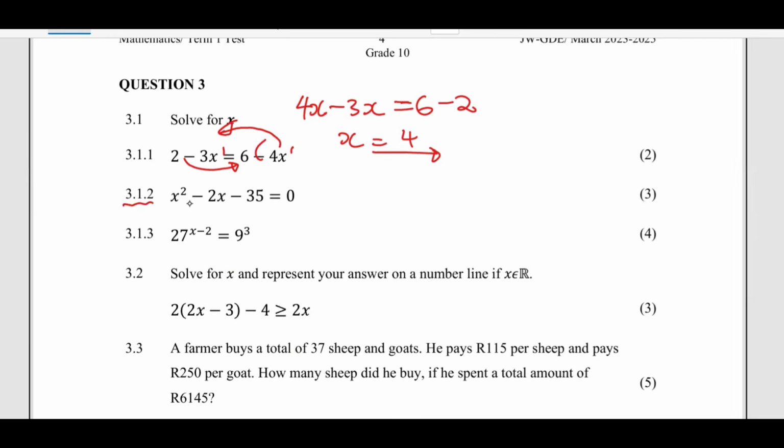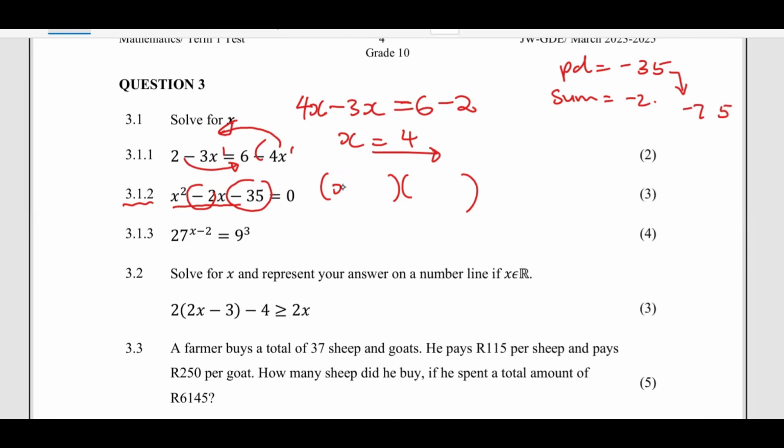And then 3.1.2, this is a quadratic equation. So with the quadratic, we have to factorize. So look for your product, look for your sum. So the product is negative 35, and then the sum is negative 2. So which 2 numbers do we multiply to give us negative 35, but when we add them, we get a negative 2? That's going to be negative 7 and a 5.